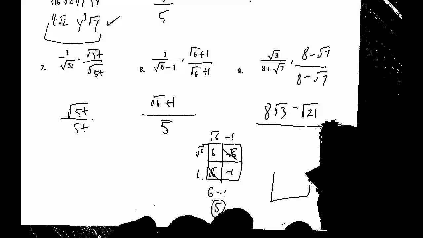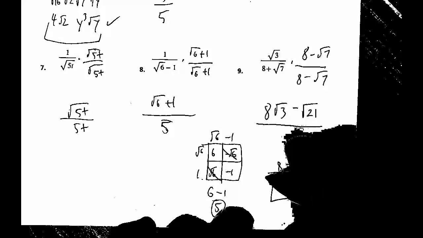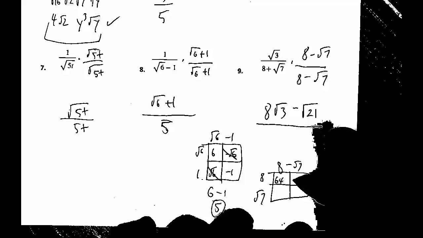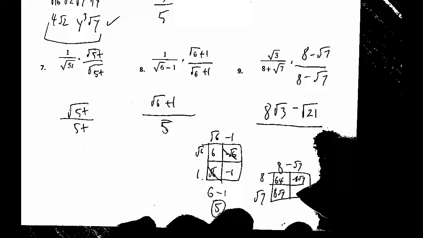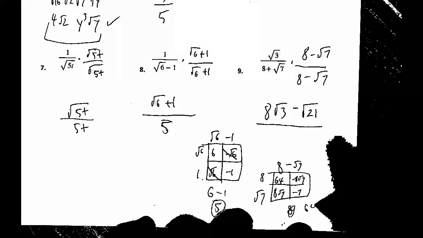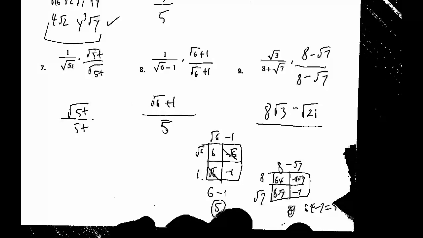You draw the box. We have 8 minus root 7, 8 plus root 7, so we have 64, minus 8 root 7, 8 root 7, minus 7, so we have 64 minus 7 is 57. So that's it, 57 on the bottom, we're done.